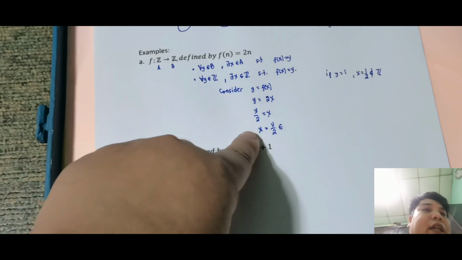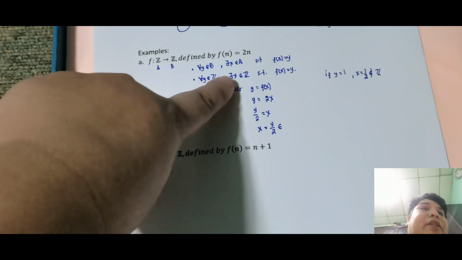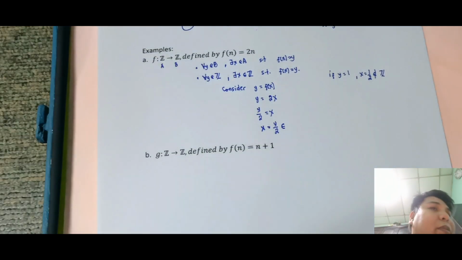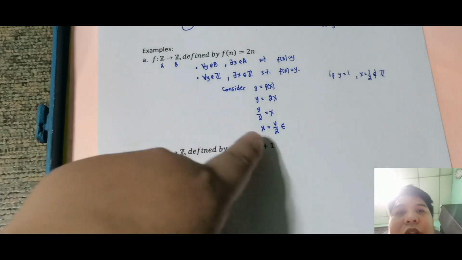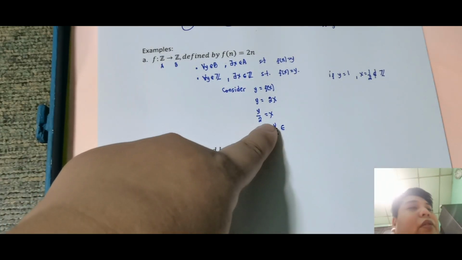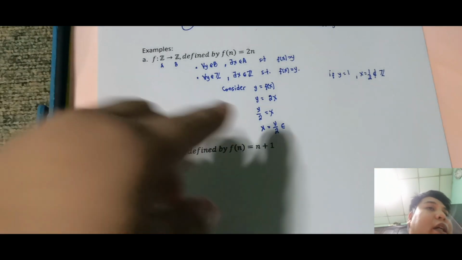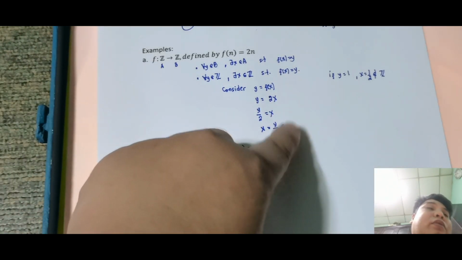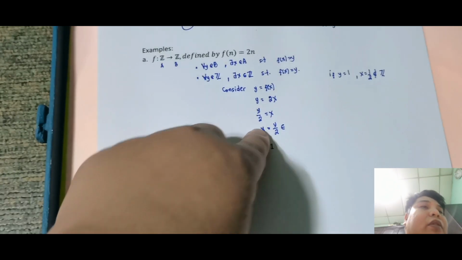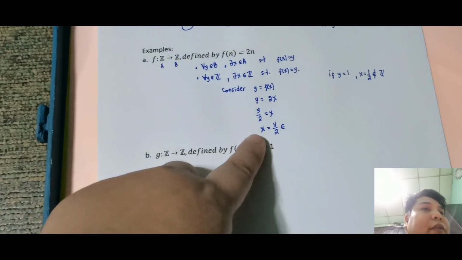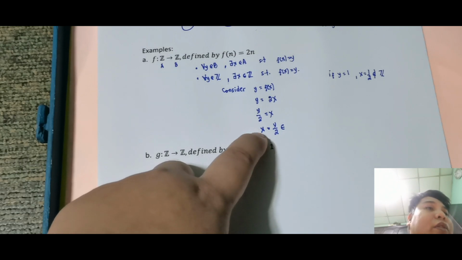Kasi si x, galing lagi kay integers. Okay? So, ayun yung sinasabi ni onto dito. Ito yung goal sa proving na to. So, anong nangyari? Y over 2, pag yung y even, always siyang integer, kasi even divided by 2 is always an integer. Pero, if y is odd, ano mangyayari? X is a fraction.